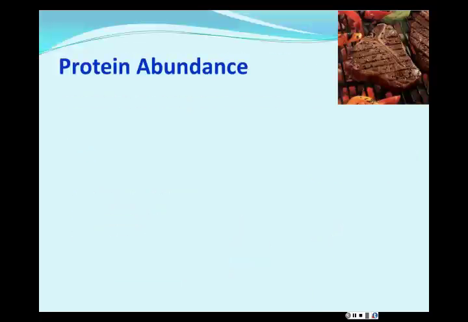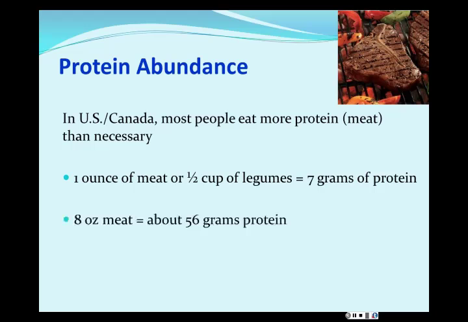Okay, let's look at protein abundance. Most people in the U.S. and Canada receive more protein than they need. Even athletes in training typically don't need to increase their protein intake, because the additional foods they eat to meet their high calorie energy needs deliver the protein as well. In the U.S., food for most is abundant, and there's a heavy emphasis on meat in our culture. So it's fairly easy to get the amount of protein we need.